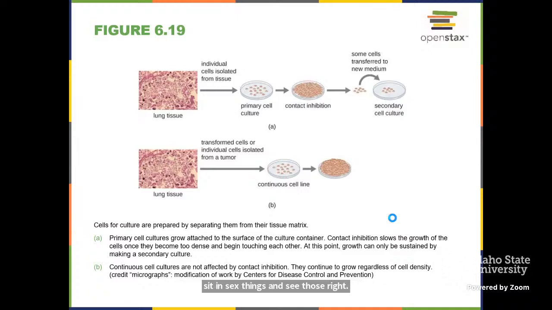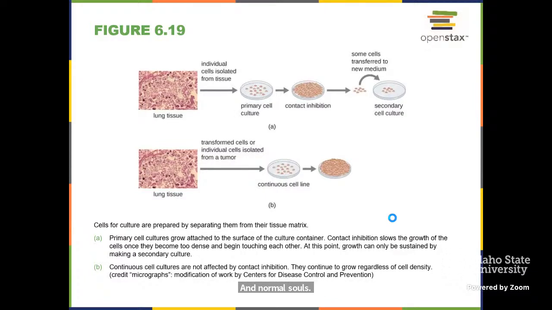And there's different ways that we may have cells for culture. All right? Here we've got normal cells, individual cells isolated from some tissue, in this case it's lung tissue. We've got a primary cell culture. These cells start to grow, they start to replicate, and normal cells have contact inhibition. So when they touch one another, they quit growing, right?